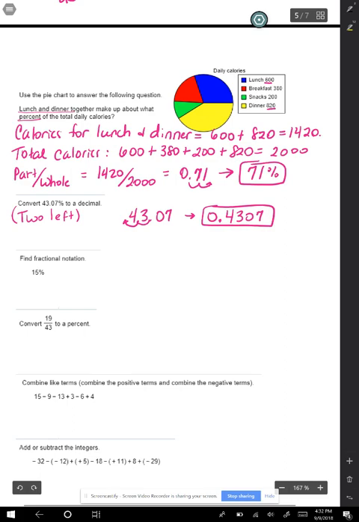For fractional notation, you have to remember what percent means. Percent means per 100. So 15% would mean 15 per 100 or 15 out of 100. And then you would need to reduce that. I'm going to show you 2 different ways of reducing fractions. I'm going to show you a quick method on this one because it's 15 and 100. It's real quick to see that both can be divided by 5. So the quick method to reduce is to divide by what you know is a common factor. 15 divided by 5 is 3. 100 divided by 5 is 20. And that would be your simplified form or your reduced form for the fraction.